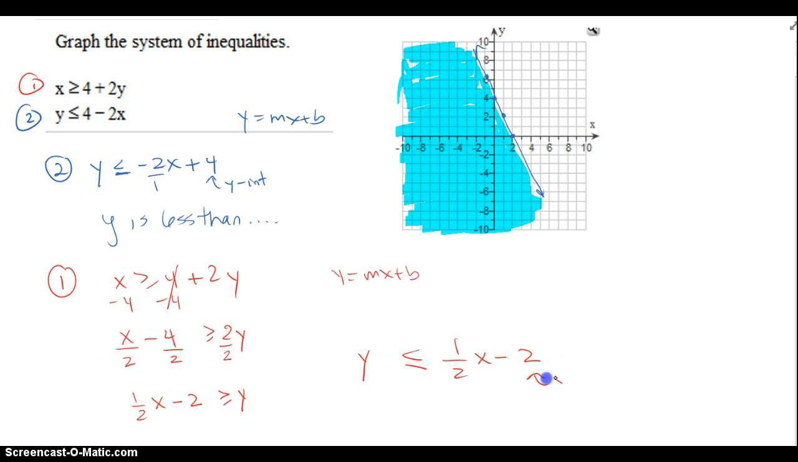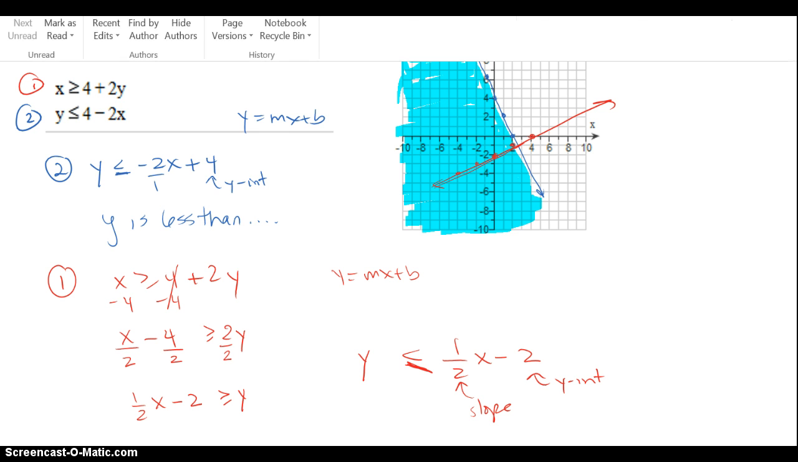So now I have a y-intercept of negative 2 and a slope of 1/2. So I'm going to go to y equals negative 2 for my y-intercept, and then from there I'm going to go up 1 over 2. Up 1 over 2. Or down 1, left 2. So there's my line, and again, because there's an equal sign with it, it's going to be a solid line.